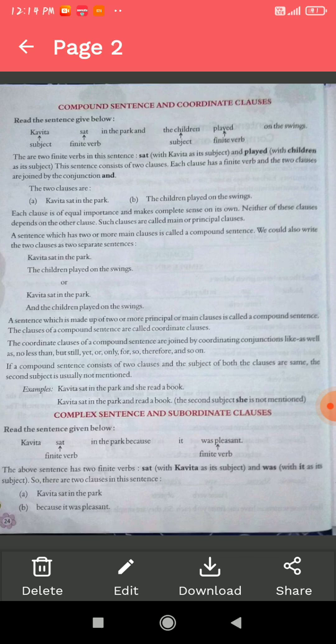In other words, these are independent clauses, and they do not depend on another clause. That is why they are called main or principal clauses. The definition is: a sentence which has two or more main clauses is called a compound sentence. We could also write the clauses as two separate sentences. If they make sense, then these clauses are independent clauses, in other words coordinate clauses.